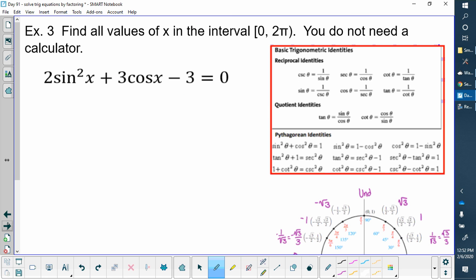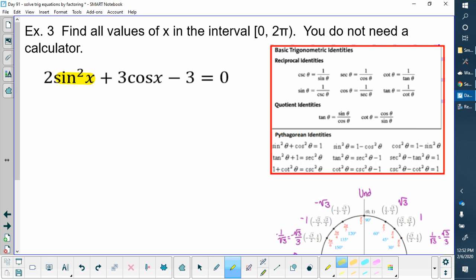Okay, problem number 3. Now, this one's a little weird. It looks like it's set up to factor, but I have an issue here. I've got sine squared and cosine. I have to have the same trig ratio. It will not factor properly if I have different names. So I'm going to change this one.